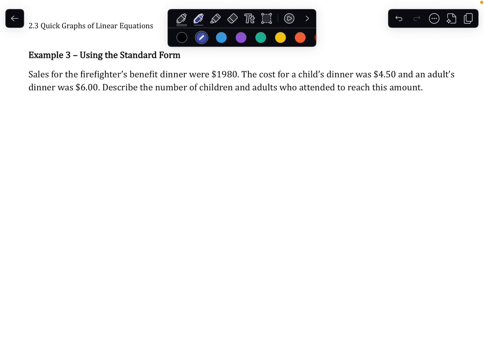All right, our next problem, we're going to do a few different steps. Our first step is obviously to read the problem. So sales for the firefighters benefit dinner were $19.80. So that's our total. The cost for a child's dinner was $4.50 and an adult's dinner was $6. Describe the number of children and adults who attended to reach this amount. So we need a formula. We have a total. We know children's dinner was $4.50 and an adult's was $6.